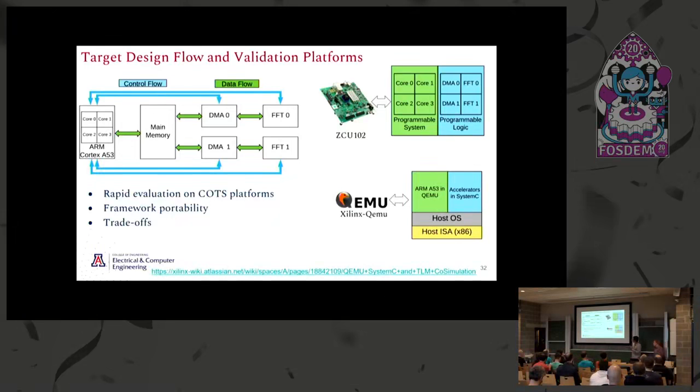The benefit of using Xilinx QEMU over real hardware is that you don't really need hardware. It can be used by multiple application developers in parallel. So basically, it removes the necessity of real hardware.